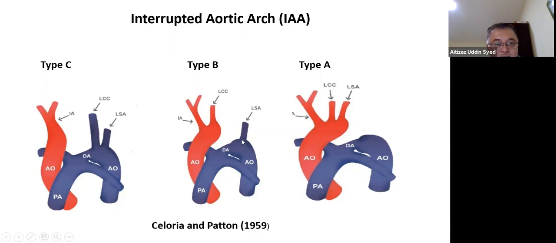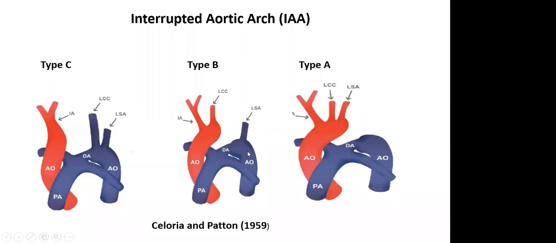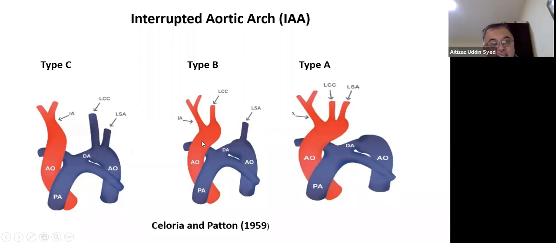In the B type, the left subclavian artery comes off from the part which is thoracic aorta. And the interruption is between the left common carotid and left subclavian artery. This B type is the most common one. And the type C, which is the very proximal one, is rather rare, but only the subclavian artery comes from the ascending aorta. The other two neck vessels come from the part which is distal to the interruption. But as you can see in all of them, the lower part of the body is supplied by the PDA, the big ductus, and the ductal arch goes down.